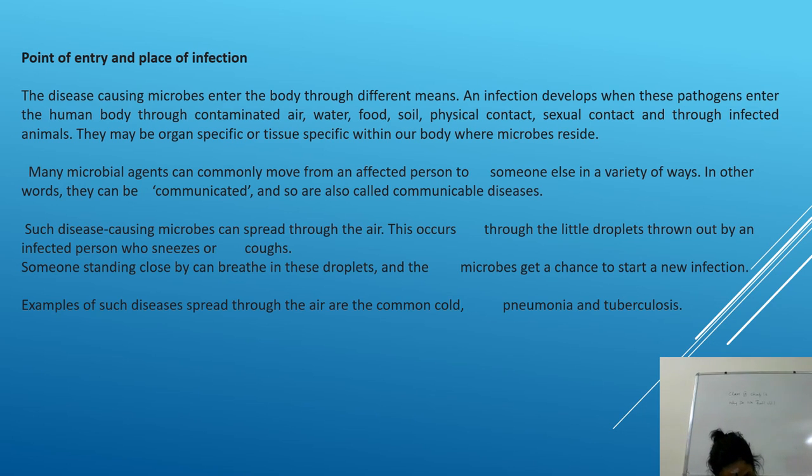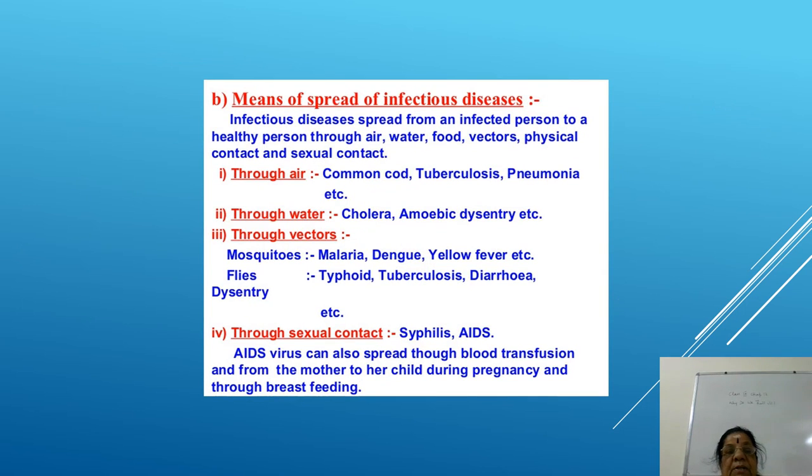Okay, so this is the point of entry. I hope you are able to follow this. Then the next one, the means of spread of infectious diseases. Infectious diseases spread from an infected person to a healthy person through air, water, food, vector, physical contact, and sexual contact.